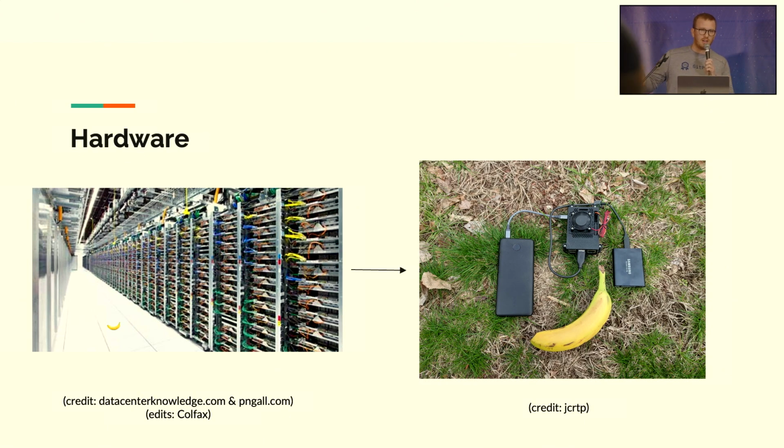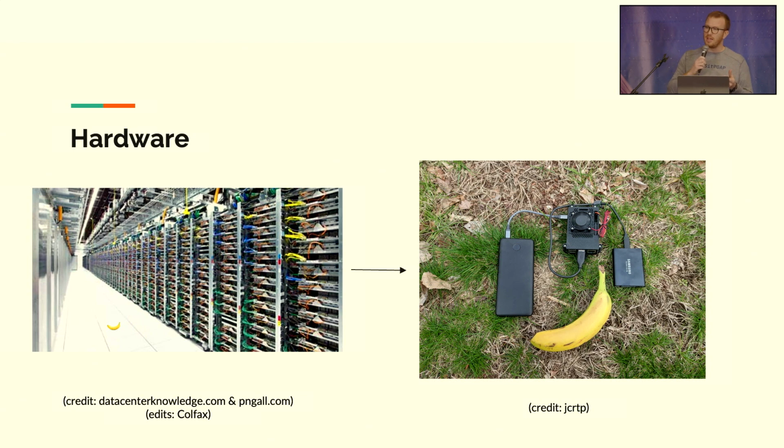On the hardware side, the hardware barrier and the hardware needs for participating in consensus is going down drastically. You can see in these two images, it's not a perfect one-to-one calculation, but you can see, of course, a banana for scale. And on the left-hand side, you see proof of work, very energy intensive, very hardware intensive to participate in consensus because that's the primary method of voting.